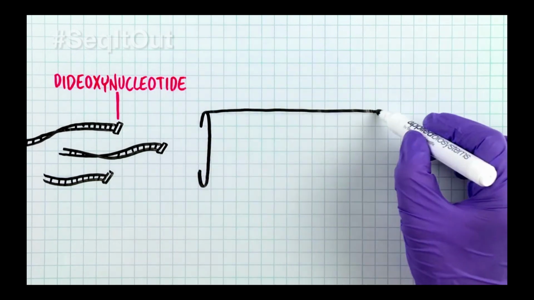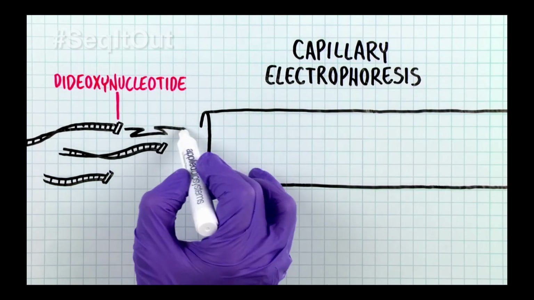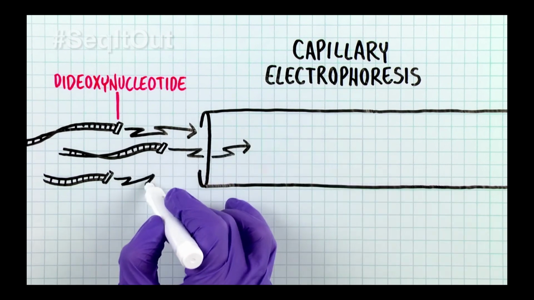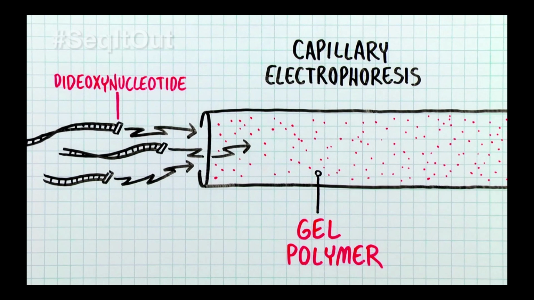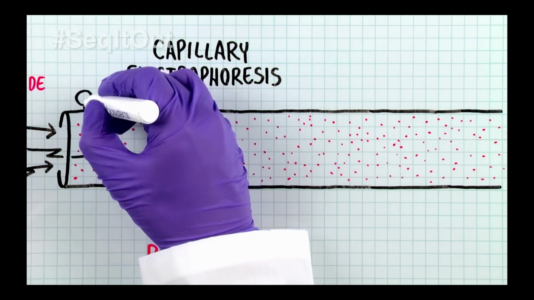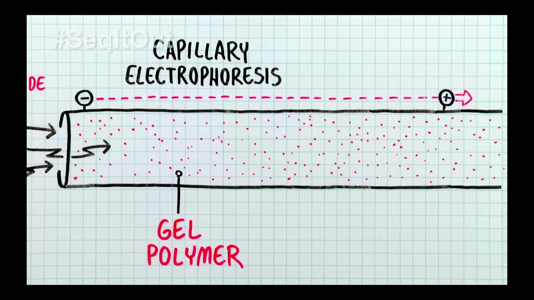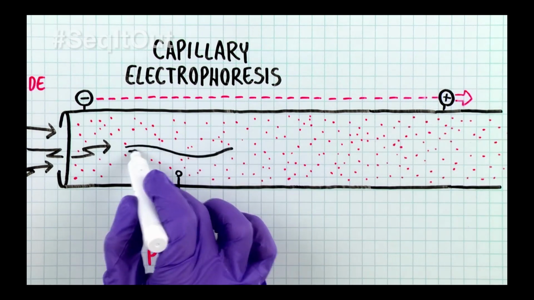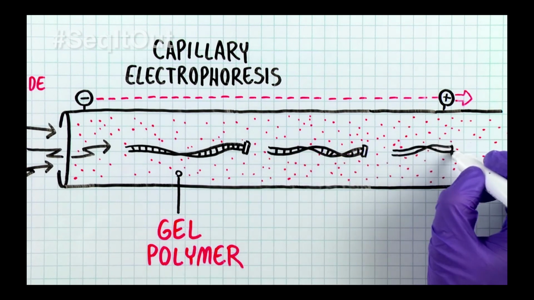The extension products are then separated by capillary electrophoresis, or CE. The molecules are injected by an electrical current into a long glass capillary filled with a gel polymer. And during CE, an electrical field is applied so that the negatively charged DNA fragments move toward the positive electrode. The speed at which the DNA fragment migrates through the medium is inversely proportional to its molecular weight. This process can separate the extension products by size at a resolution of 1 base.